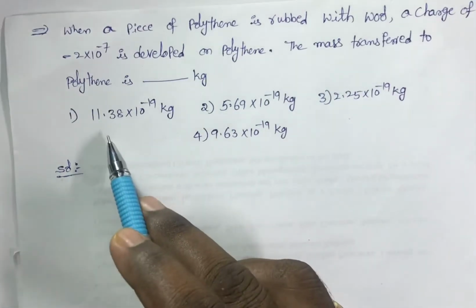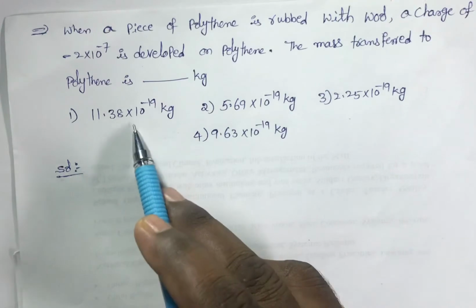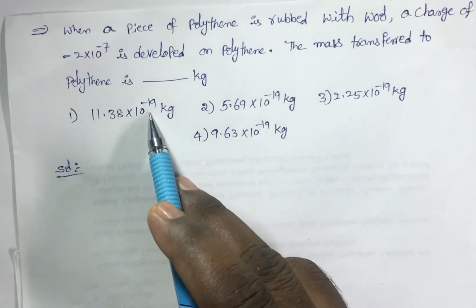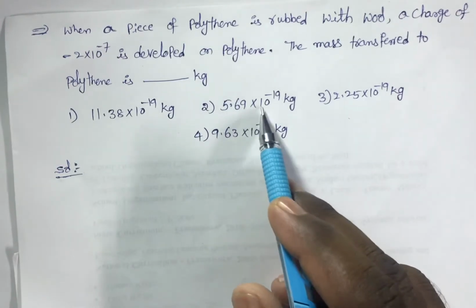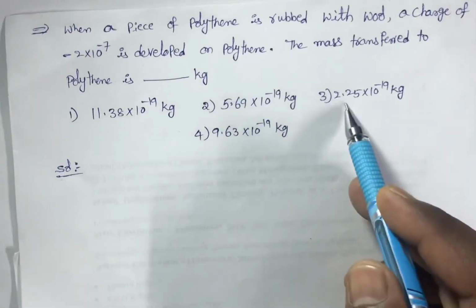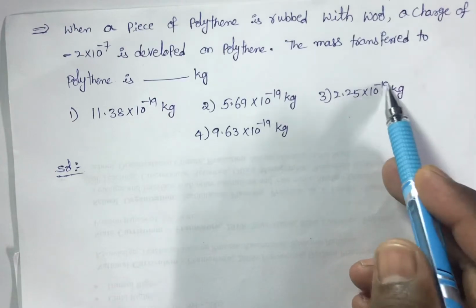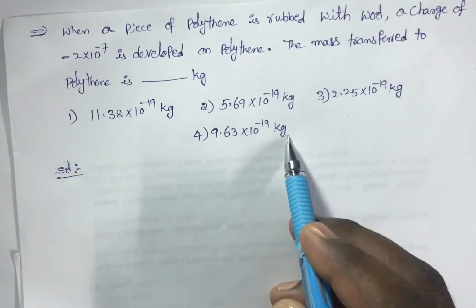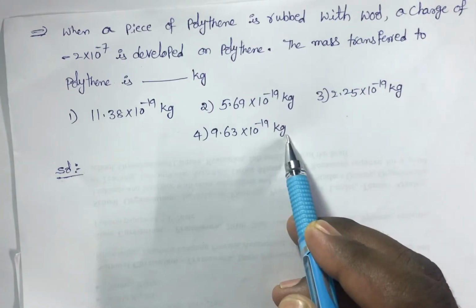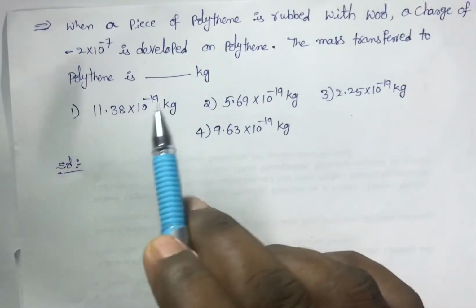They gave the options. The first is 11.38 into 10 to the power of minus 19 kg. The second option is 5.69 into 10 raised to minus 19 kg. The third is 2.25 into 10 to the power of minus 19 kg. The fourth option is 9.63 into 10 to the power of minus 19 kg. Okay, my dear students, this is the problem they gave.